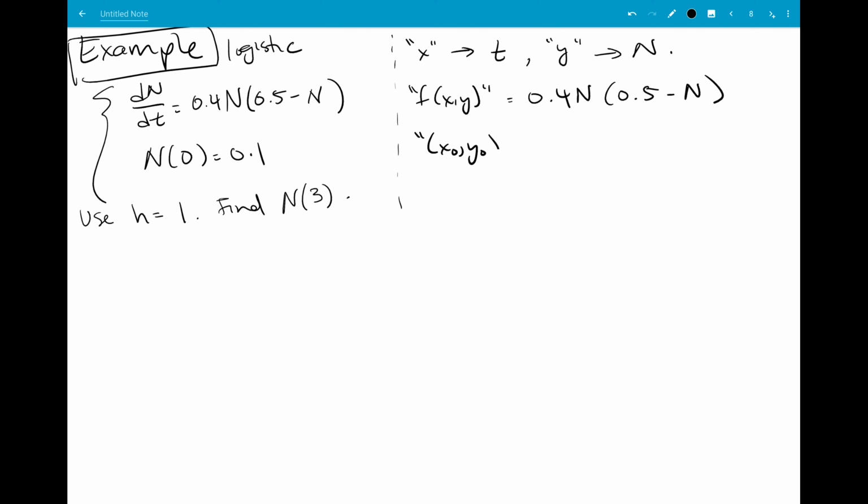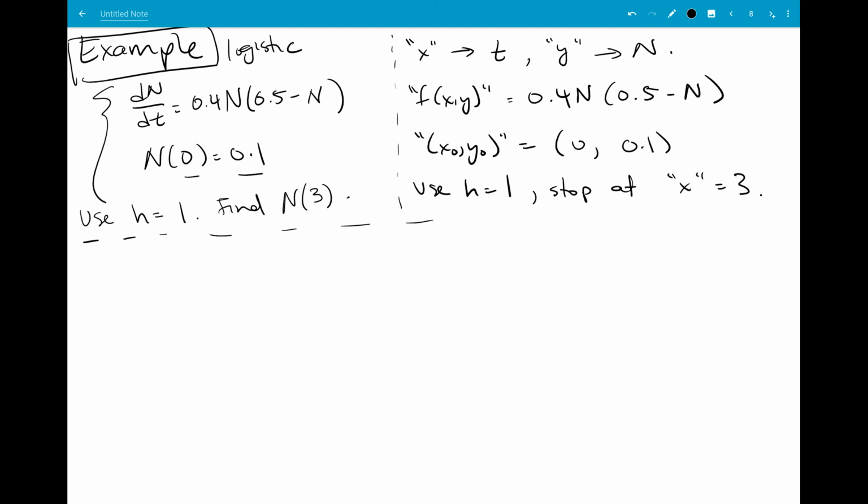And the thing that we were calling x0, y0 is just going to be 0 for x and 0.1 for y, or in the notation of our problem, 0 for t and 0.1 for N. We use h equals 1 and stop at x equals 3. You can make your own choice about this, but when I do Euler's method, I'm going to keep the x's and y's just because that's what you're used to seeing. But we're going to know that the y value is our N that we're actually trying to find.